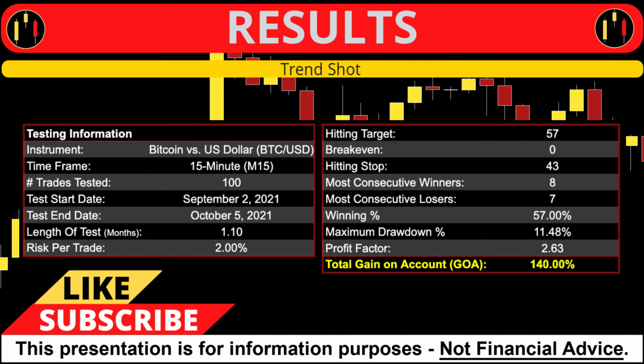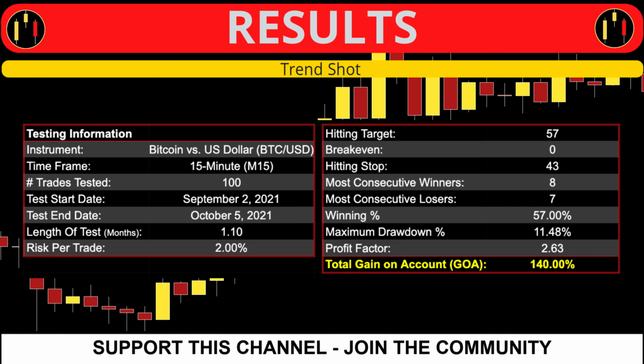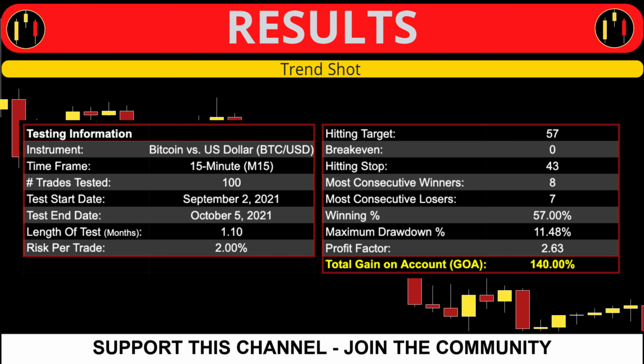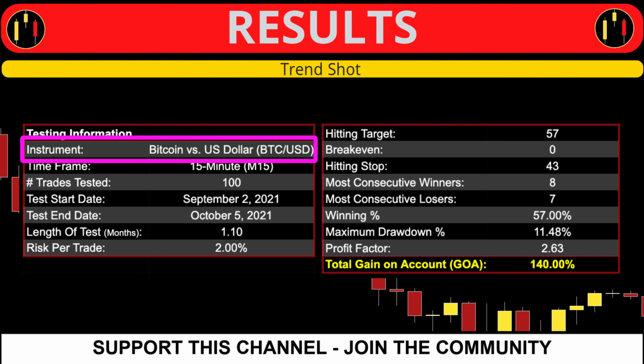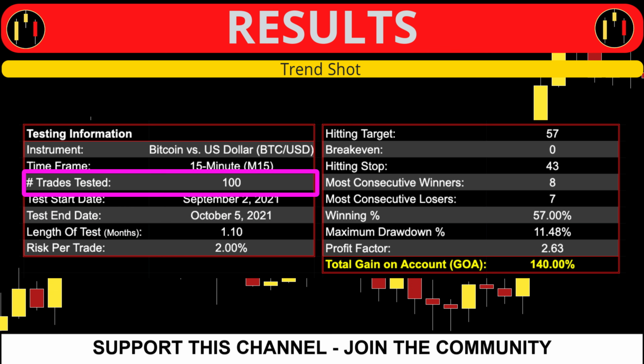Remember, this is just 100 tests on one instrument. If you are thinking of using this system, please do extensive back and forward testing, and be sure to let our community know what you discover. This test was done on Bitcoin versus the US dollar 15-minute candlesticks. It took just over 1 month to find the 100 setups.